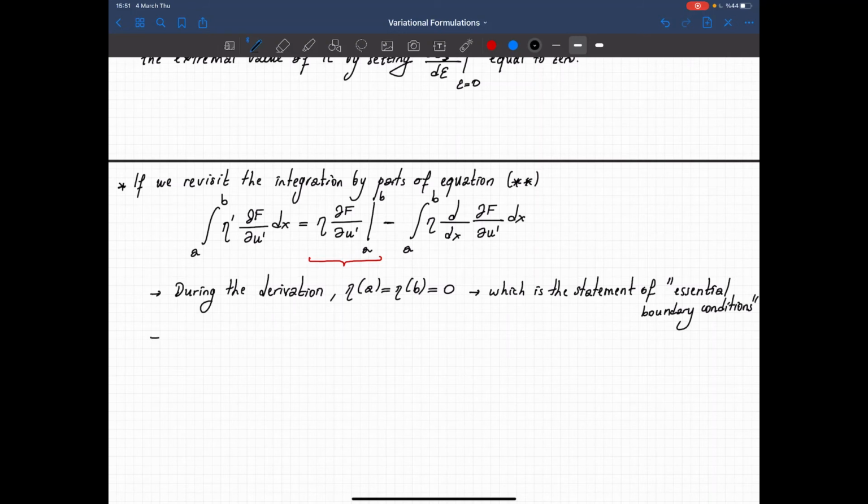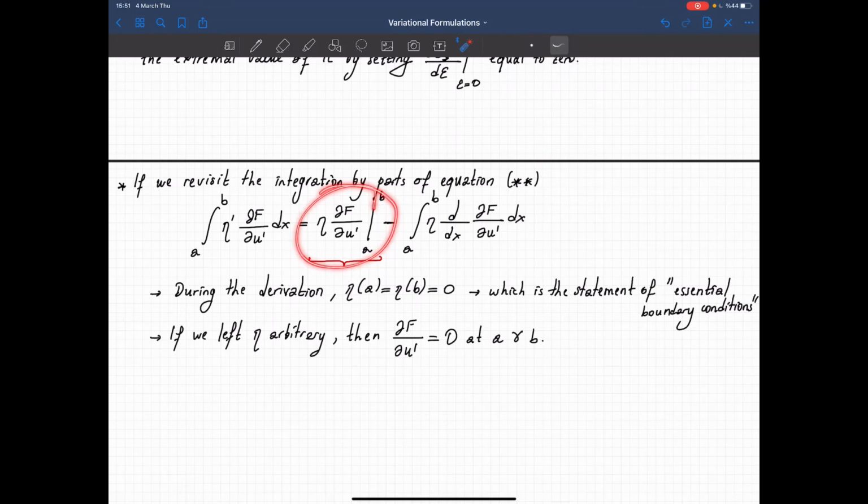Now, if we leave nu arbitrary, so it could be anything, right? In that case, del f over del u prime must be equal to 0 at a and b. Otherwise, this term will not vanish. So these are the natural boundary conditions.